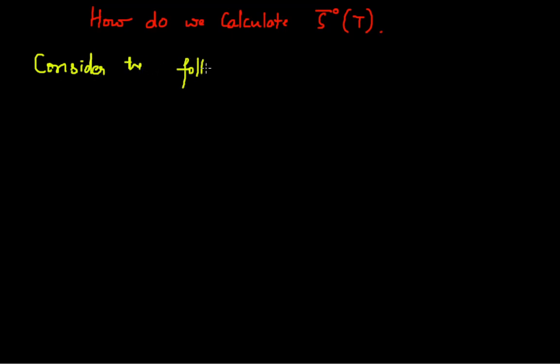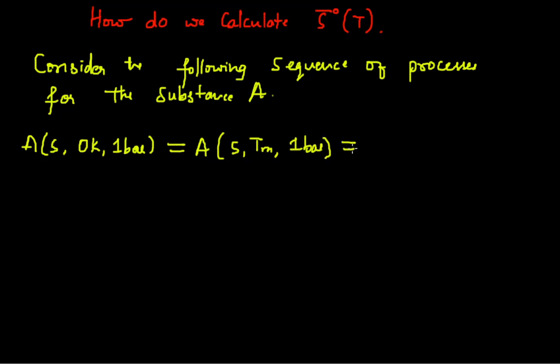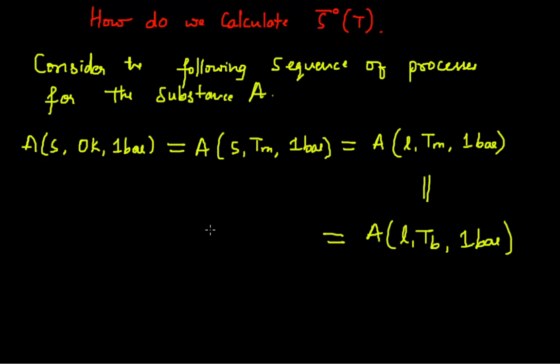Consider the following for the substance A. A solid from 0 Kelvin and 1 bar goes to A solid at the melting temperature Tm and 1 bar, then solid to liquid at Tm, and from here it becomes A liquid, then boiling at 1 bar, so again it is becoming A gas.